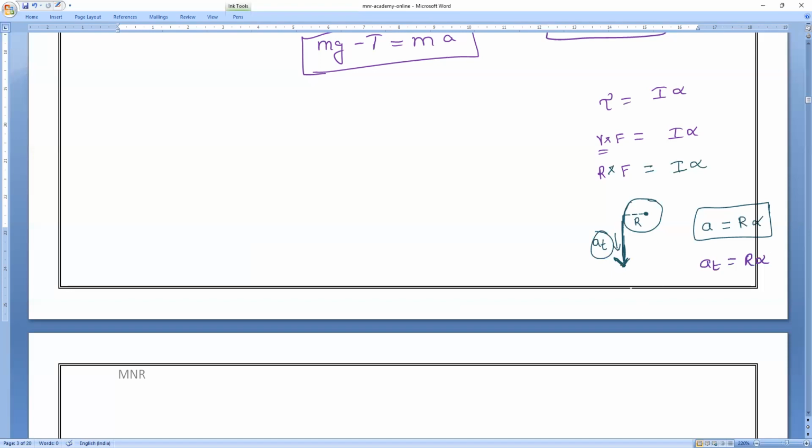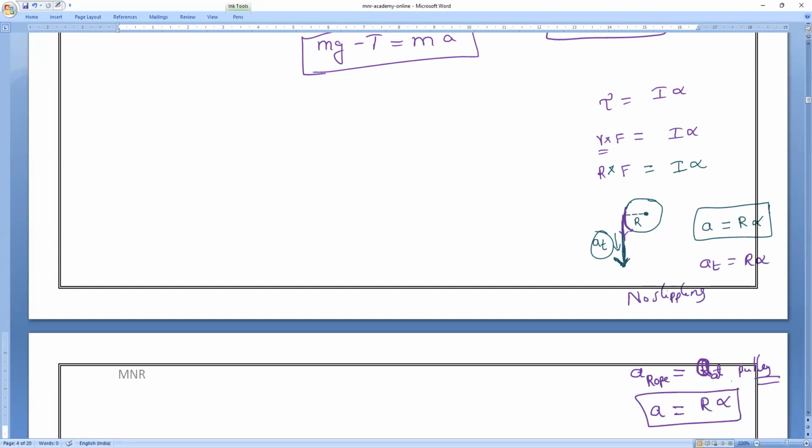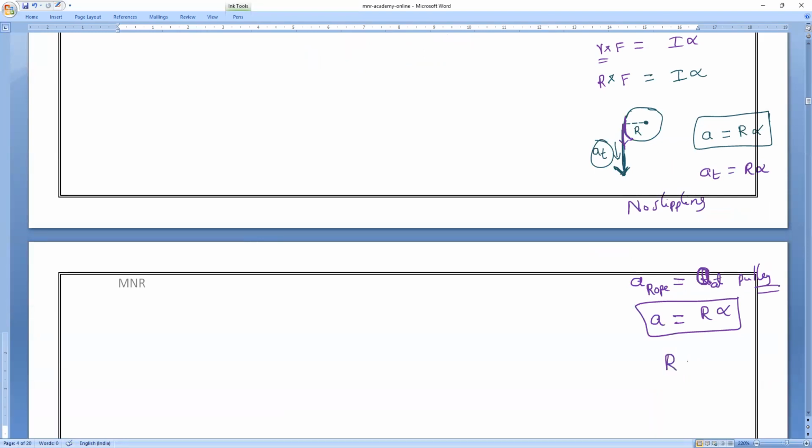What does this mean? As there is no slipping, the acceleration of the pulley and the acceleration of the rope remain equal or different, everybody? Because of no slipping, the acceleration of the rope is equal to the tangential acceleration of the pulley. So I can say A is equal to R alpha. Is it okay, guys? Any doubt? So from that I can say R is equal to A by alpha.